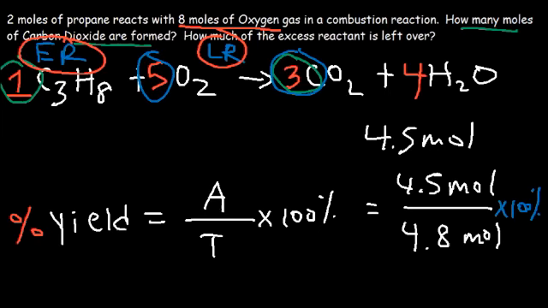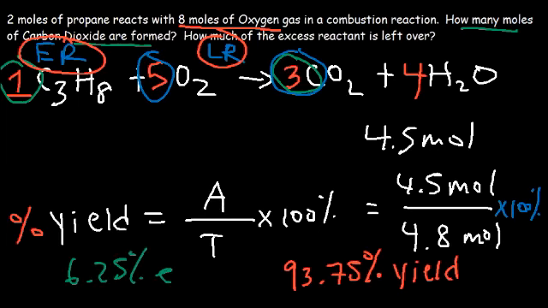So if you type it in, you should get about 93.75%. That's the percent yield for the reaction. Now, if that's the percent yield, what is the percent error? To find it, it's going to be 100 minus 93.75. So the percent error is 6.25%.